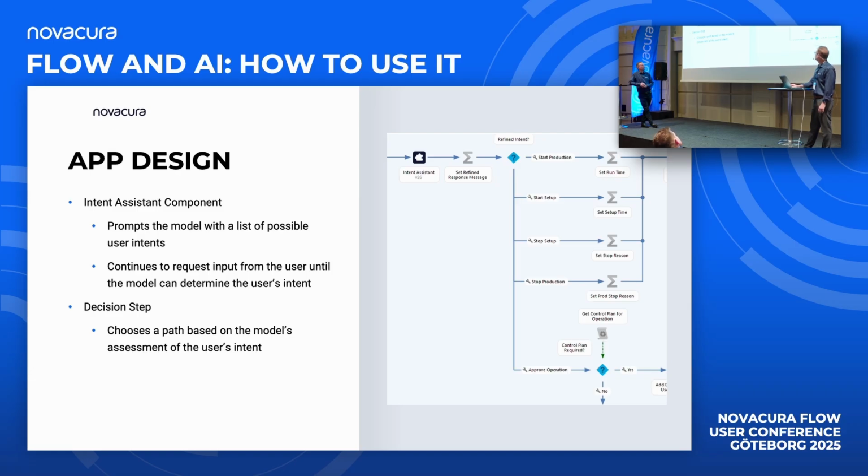And then we get a simple decision step coming out of that. So once the AI has determined the user's intent, we just make a decision, what is it that the user's trying to do, and we go down the right path to execute that action.